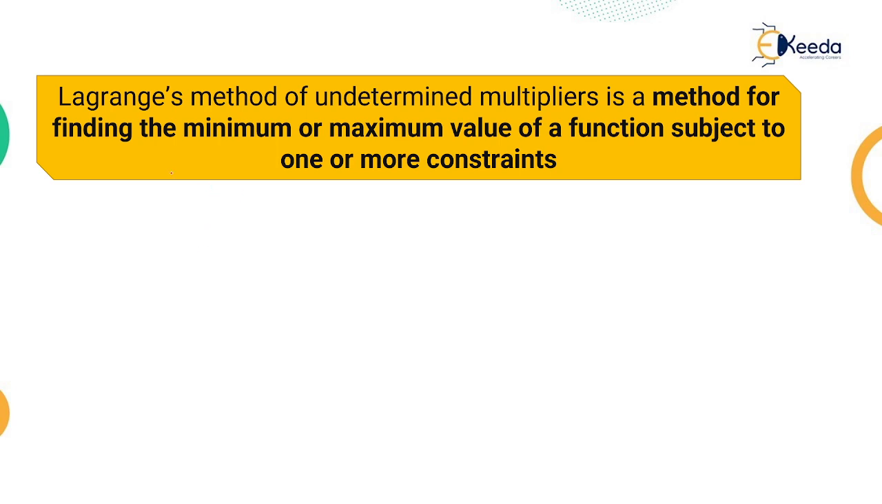When we think about this method, the question in your mind is, what is Lagrange's method? This is the method of undetermined multipliers, and by using this method we find the maxima and minima of a function. Lagrange's method of undetermined multipliers is the method for finding the minimum and maximum value of a function subject to one or more constraints. It means there is a condition given.